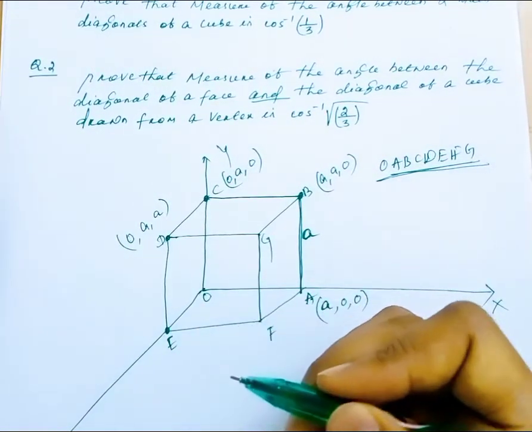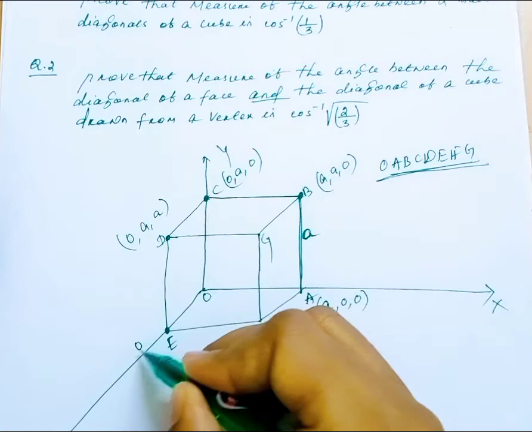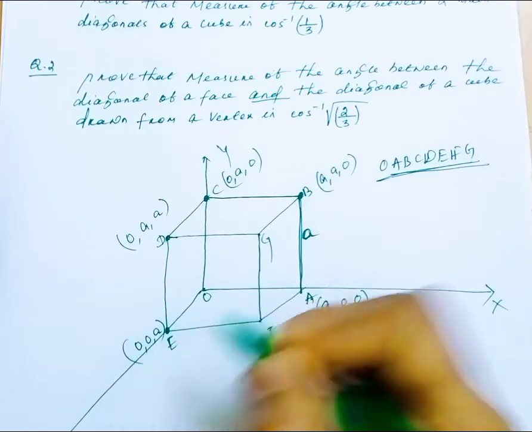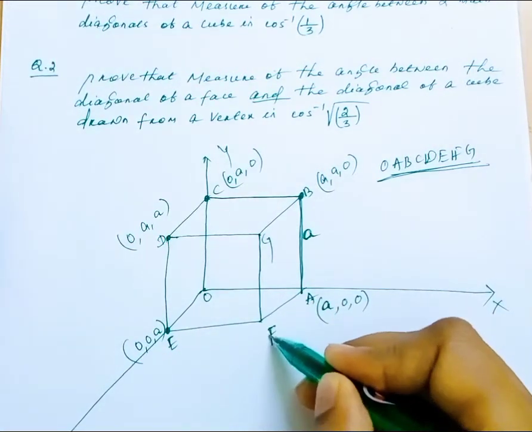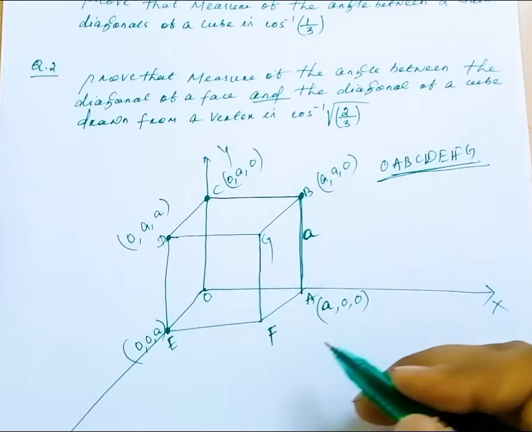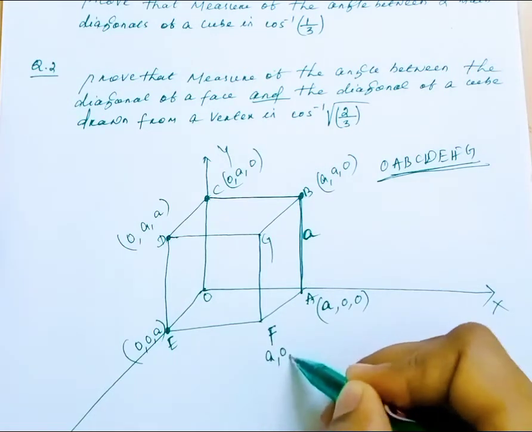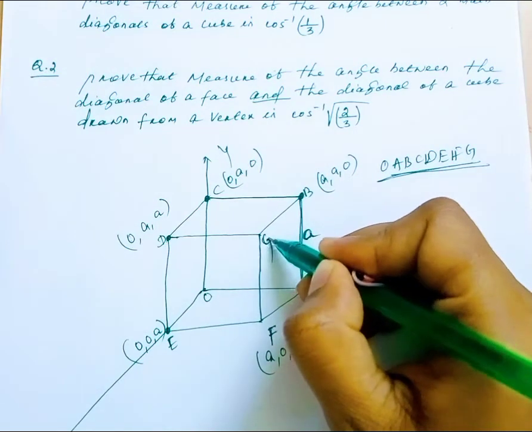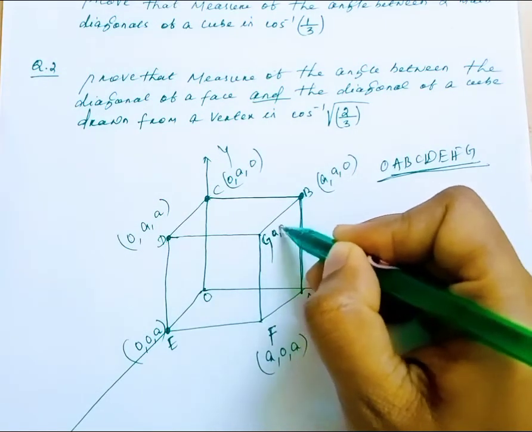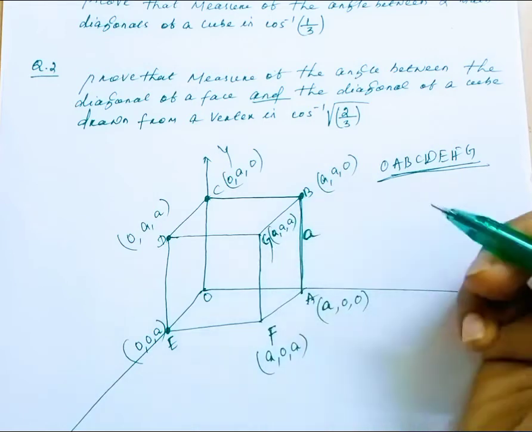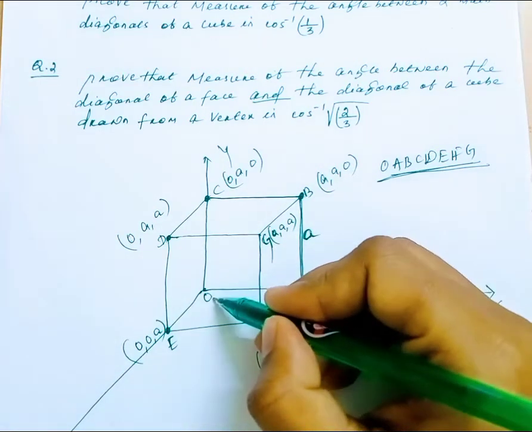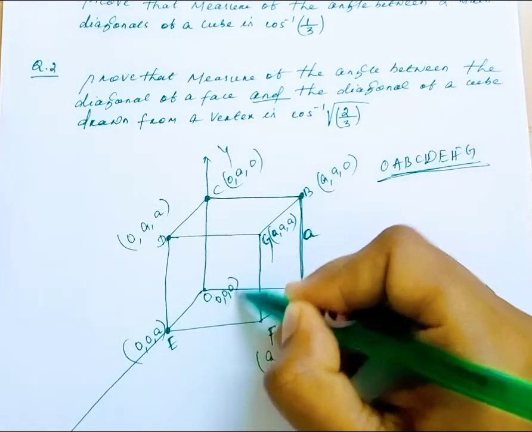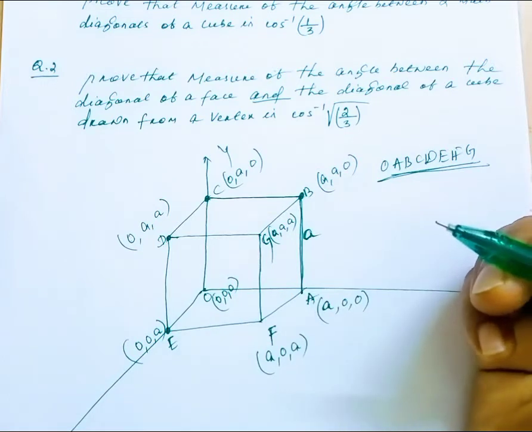vertices E having coordinates 0 0 A, vertices F having coordinates A 0 A, and vertices G having coordinates A A A, and O having 0 0 0. It's your all vertices.